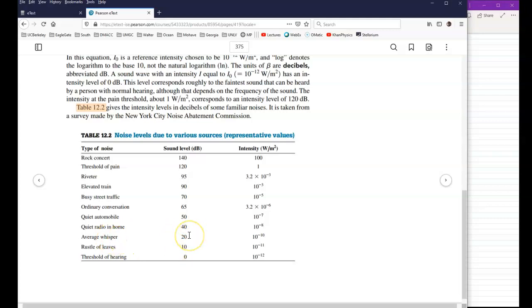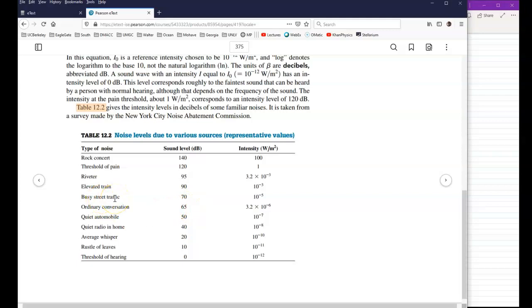An average whisper, somebody whispering in your ear, is about 20 decibels. A quiet radio in a home is 40 decibels. A quiet automobile, with the engine on, is 50 decibels. Right now, as I talk to you, unless you are cranking the volume really loud, it's about 65 decibels, like a normal conversation in a quiet room, not in a cafe with music blaring. So a quiet, ordinary conversation is about 65 decibels.